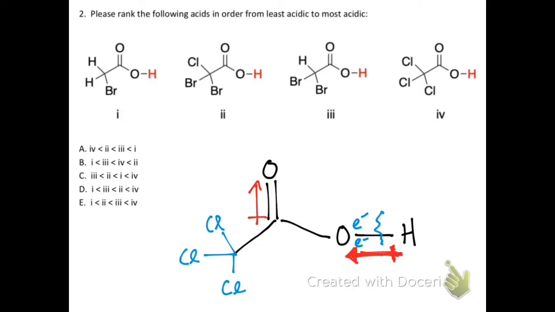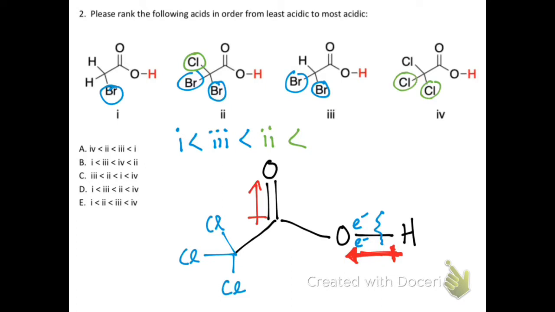So the weakest one is going to be the one that only has this 1 bromine here. Next is going to be, well, we've got 2 bromines on this one, so 3 is going to be next. After that, notice how on acid 2 we've got 2 bromines and a chlorine. So that's going to be our next in terms of acidity. And then finally, the most acidic of them all will be this trichloroacetic acid with 3 chlorines. So the order is 1, 3, 2, then 4, which is choice D.